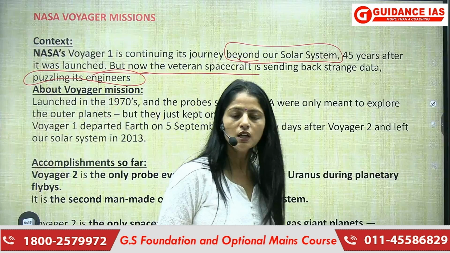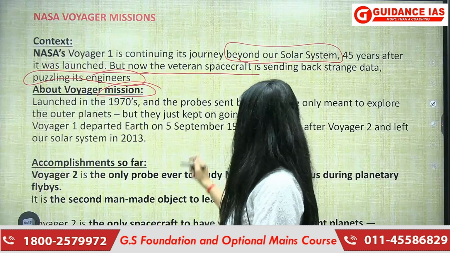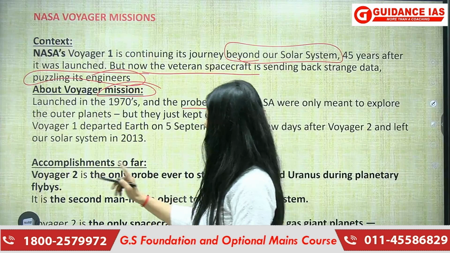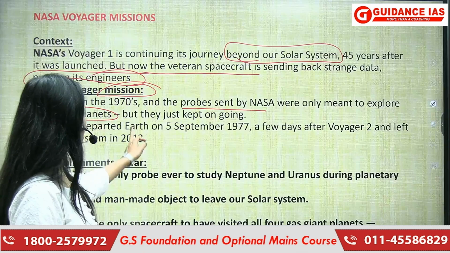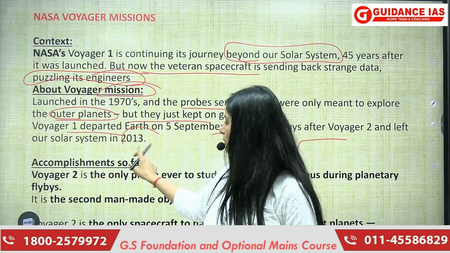But I feel what's important for us to understand is to see the historical background of this mission. So it was launched in the 1970s, I'm talking about. And the probes sent by NASA were only meant to explore what? The outer planets. So this is, again, you need to remember. Meant to read the outer planets, but they just kept on going. Voyager 1 departed Earth in 1977, a few days after Voyager 2, and left our solar system in 2013.